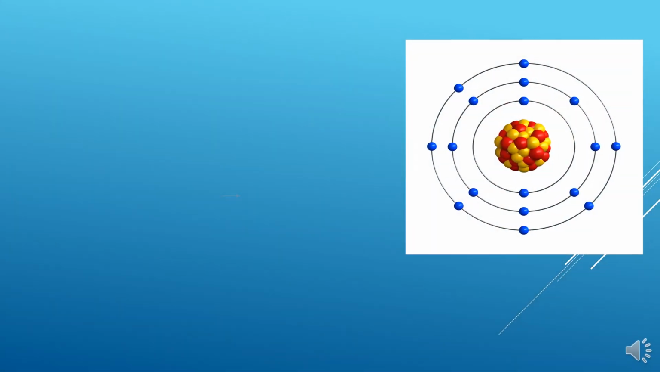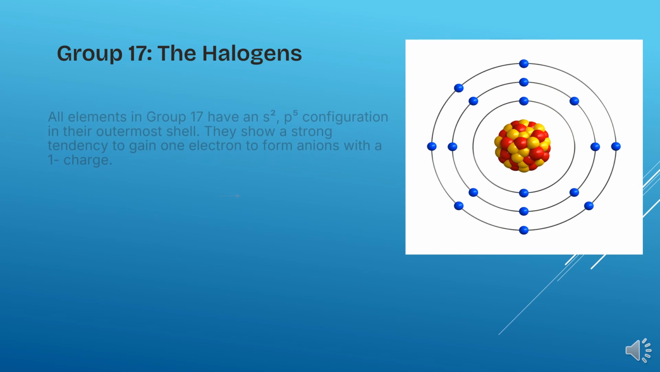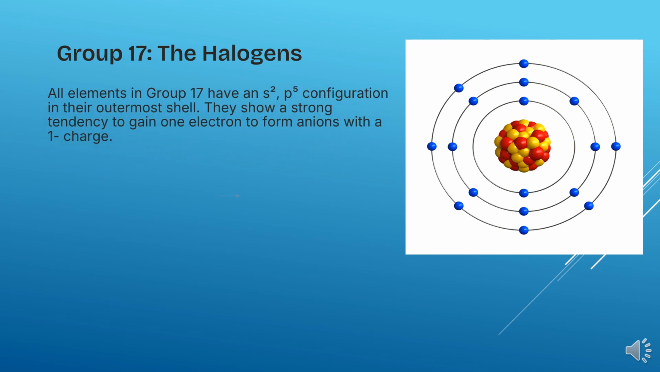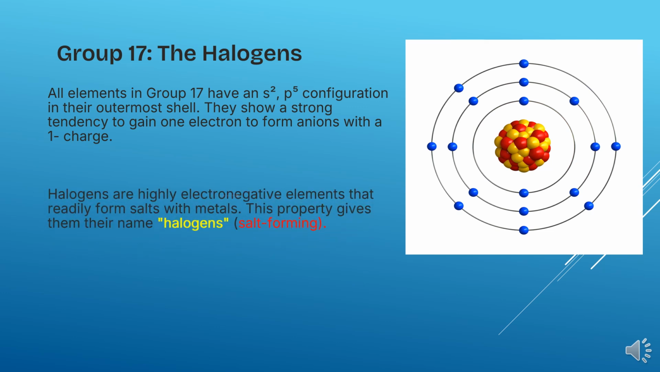Then comes group 17, the halogens. All elements in group 17 have an s2p5 configuration in their outermost shell. They show a strong tendency to gain one electron to form anions with one negative charge. Halogens are highly electronegative elements that readily form salts with metal. This property gives them their name halogens, that is, salt forming.